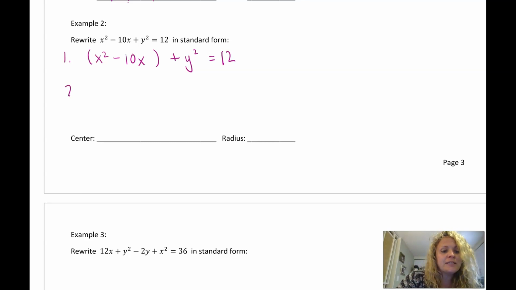Step 2, we said, involves completing the square. And we only complete the square where we have a linear term. So we only need to complete 1 square here.